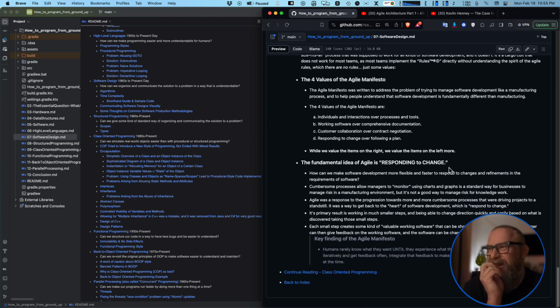So the fundamental idea of Agile is responding to change. How can we make software development more flexible and fast, and respond to change and refinements as the requirements change, as we figure out what we're trying to make for people? And so there's cumbersome process. This whole SAFe thing is a standard way for business to monitor the charts and graphs. It makes sense, right? These managers are usually coming from manufacturing processes, or that's what business school is telling people. Business school doesn't have a category for software yet. I'm surprised it hasn't. We've been doing this since the 60s, and we don't. That's why we're having these problems and issues, because knowledge work is fundamentally different.